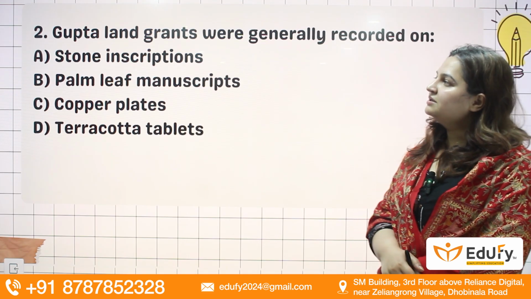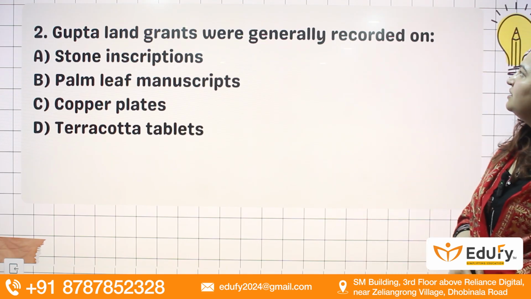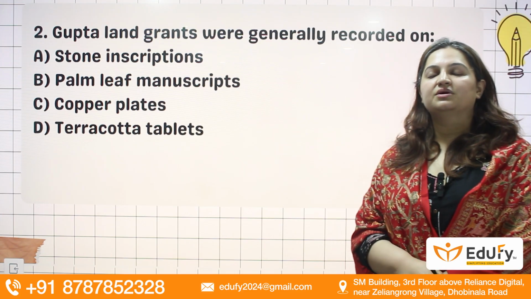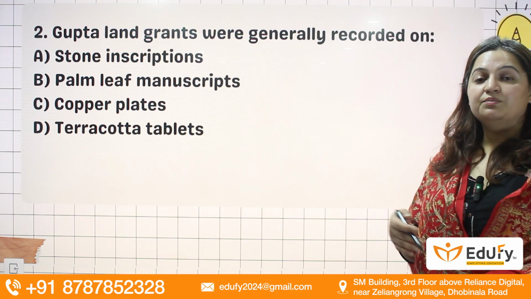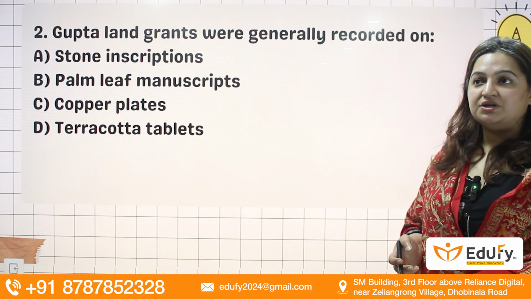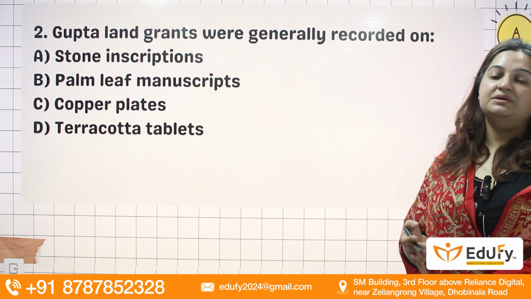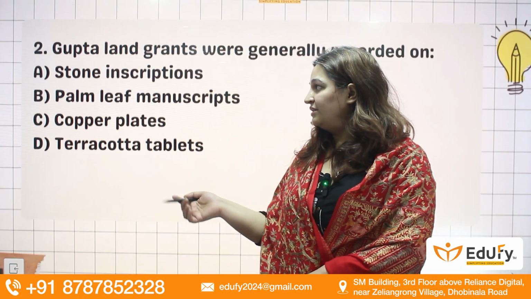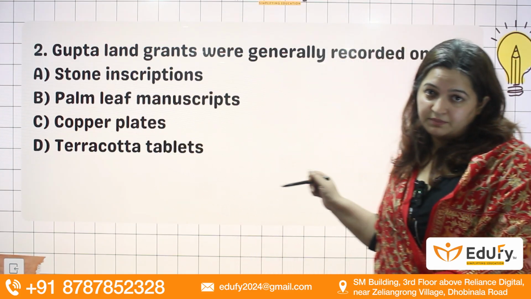Next question: the land grants were generally recorded on what? Gupta rulers used to give land grants to important people of society, for example, to the Kshatriya section and the Brahmin section. They were inscribed; it was written about them on copper plates.